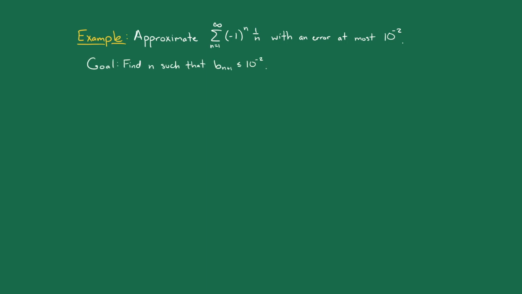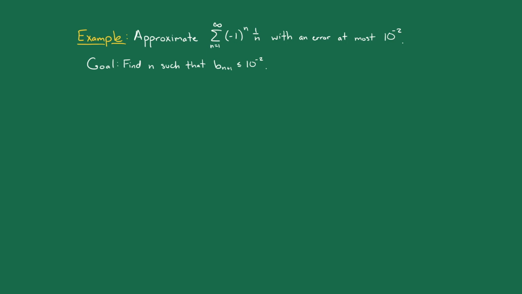Now let's see an example of the alternating series estimation theorem in action. We know that the sum of (-1)^n times 1/n converges. So now let's approximate the sum of the series with an error at most 10^-2. So how will we make the alternating series estimation theorem work for us? The goal is going to be to find an n such that B(n+1) is less than or equal to 10^-2.